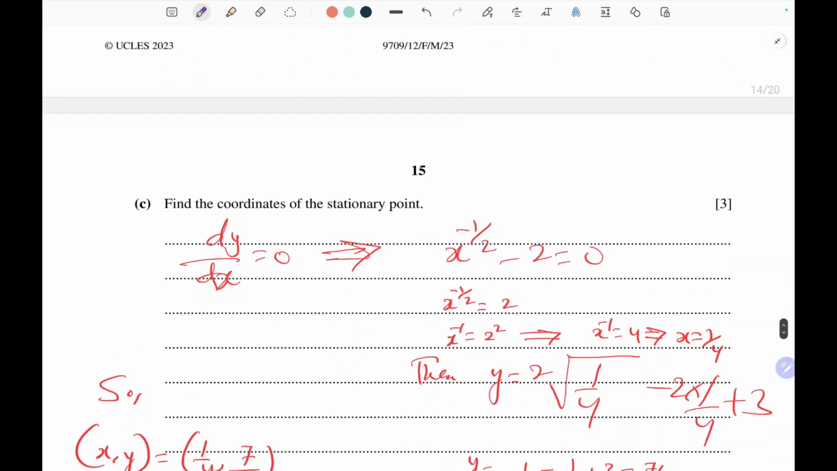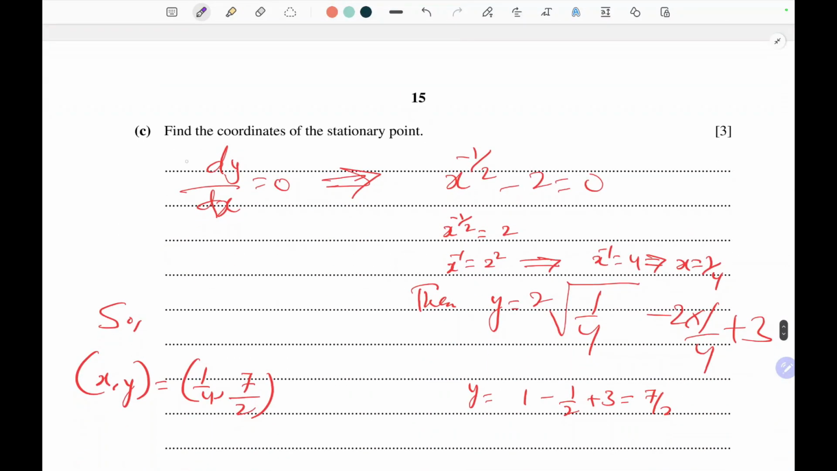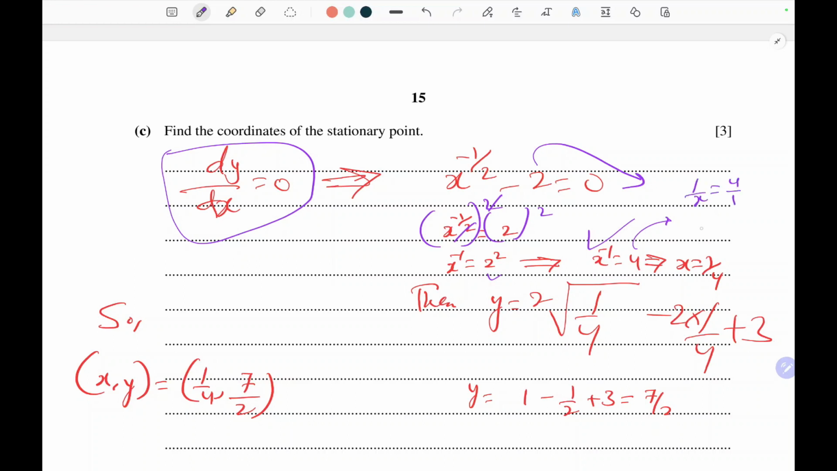So we found the equation of the curve. Okay, now find the coordinates of the stationary points. dy/dx is equal to 0. dy/dx is x to the power minus half minus 2, which is equal to 0. Shift 2 to the right side. x to the power minus half is 2. Then just square both sides. The powers of 2 and 2 cancel. x to the power minus 1 is 2 squared, which is 4. So x is 1 over 4. How? x to the power minus 1 is 1 over x, which is 4 over 1. Just take the reciprocal. So x is equal to 1 over 4.